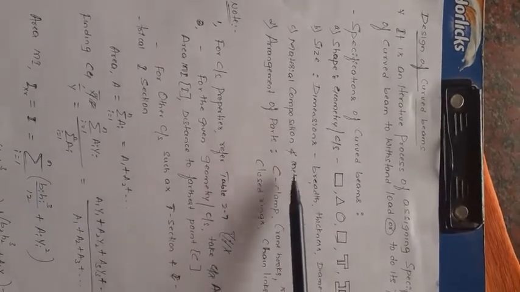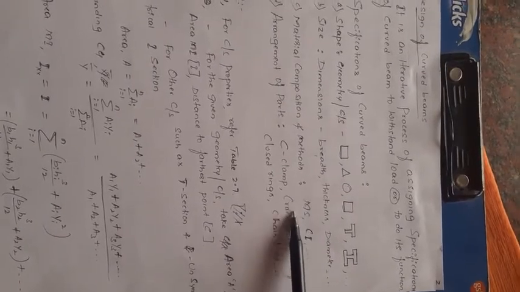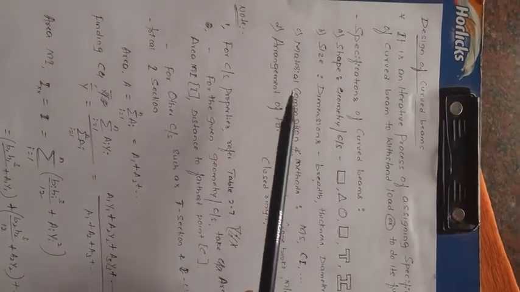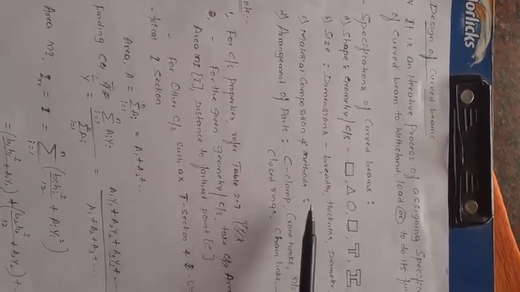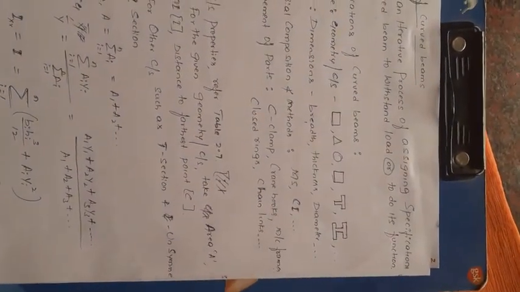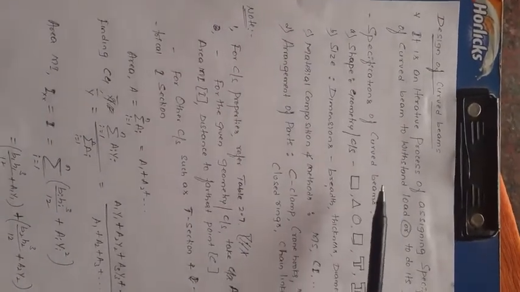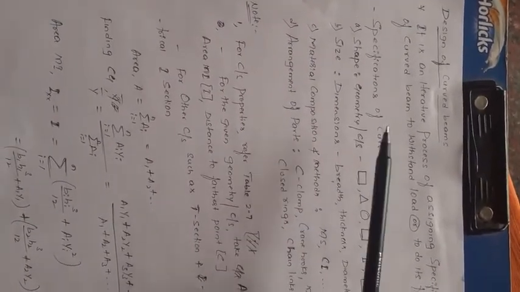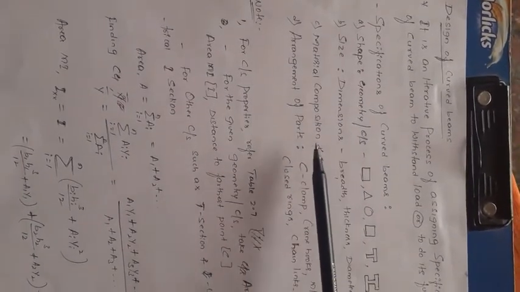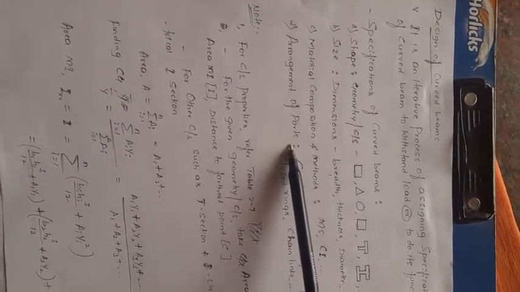Then material composition and methods. Here we only go for material composition. The curved beams are usually made of mild steel and cast iron and other materials also. Then arrangement of parts. What are the different curved beams you can get? You can get here C clamps, crane hooks, machine frames, chain rings and chain links. Now these are the specifications of the curved beam, right? One is shape, related to geometry. Second one is size, related to dimensions. Third one is related to materials, and fourth one is related to how the parts are arranged.